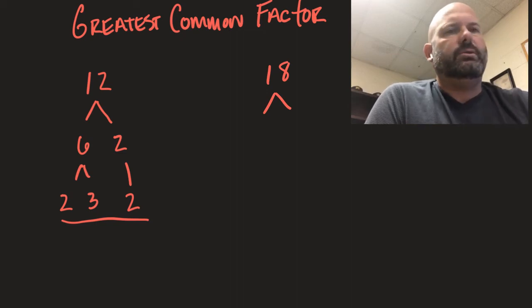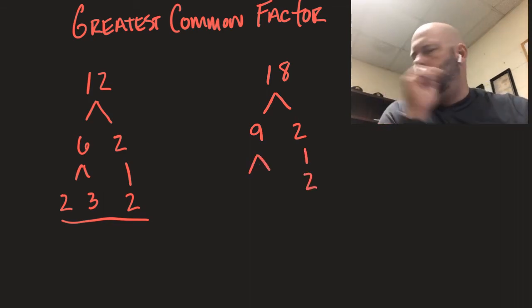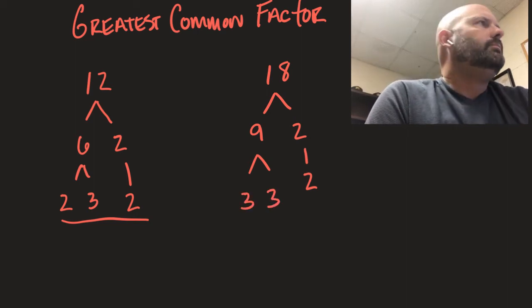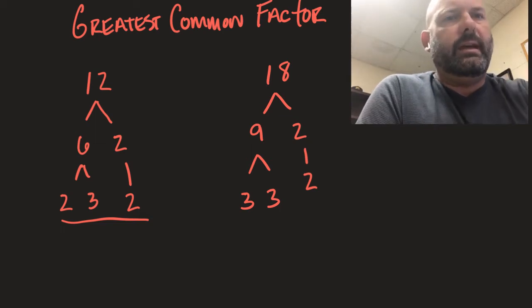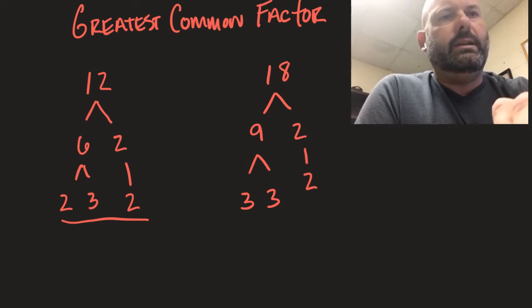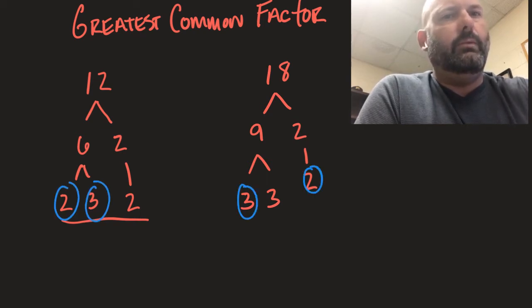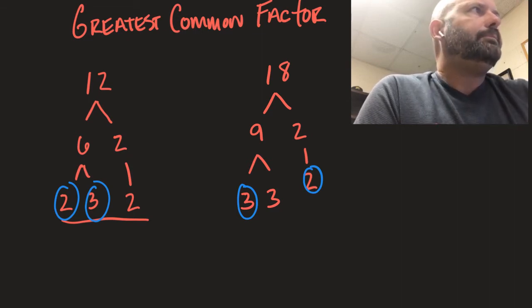So let's think of two numbers multiplied together equal to 18: 9 and 2. Again, can't break 2 down any further. We can break 9 down further, and that is 3 and 3, right? So again, we look at this and we say, what do they have in common? Well, they each have a 2, right? They each have a 3, right? So those are the numbers they have in common, right?